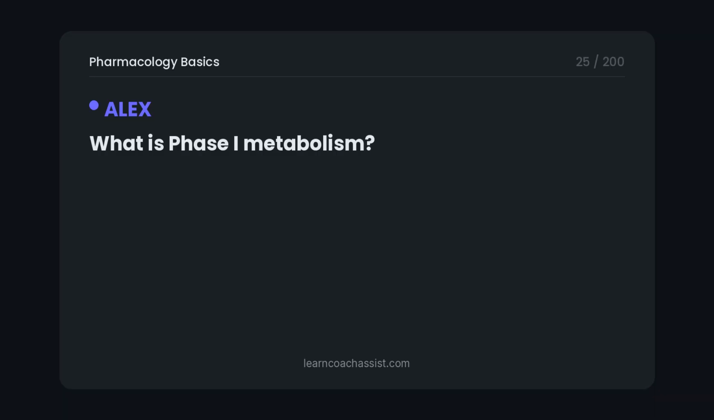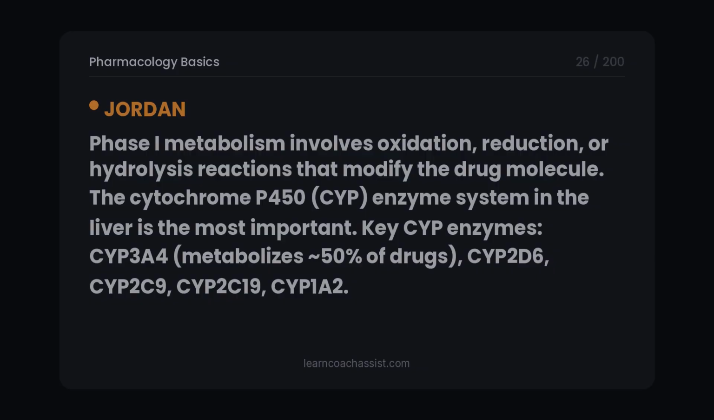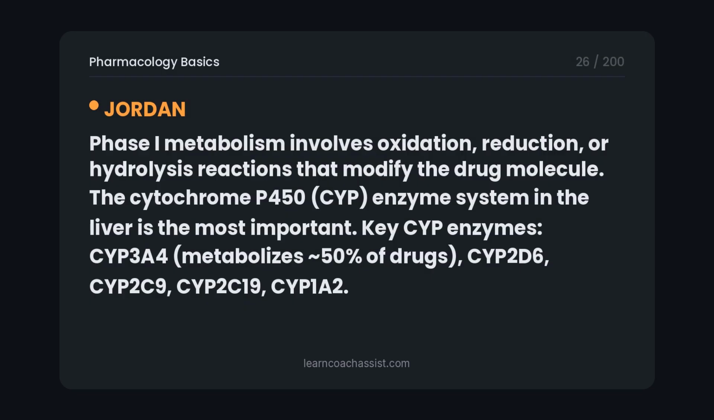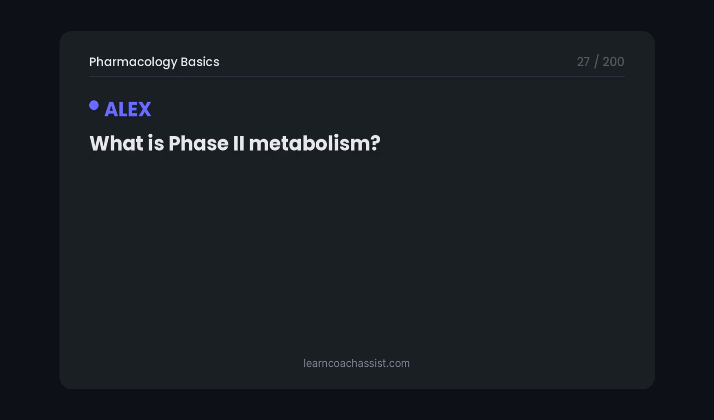What is Phase 1 metabolism? Phase 1 metabolism involves oxidation, reduction, or hydrolysis reactions that modify the drug molecule. The cytochrome P450 (CYP) enzyme system in the liver is the most important. Key CYP enzymes: CYP3A4 metabolizes 50% of drugs, CYP2D6, CYP2C9, CYP2C19, CYP1A2.